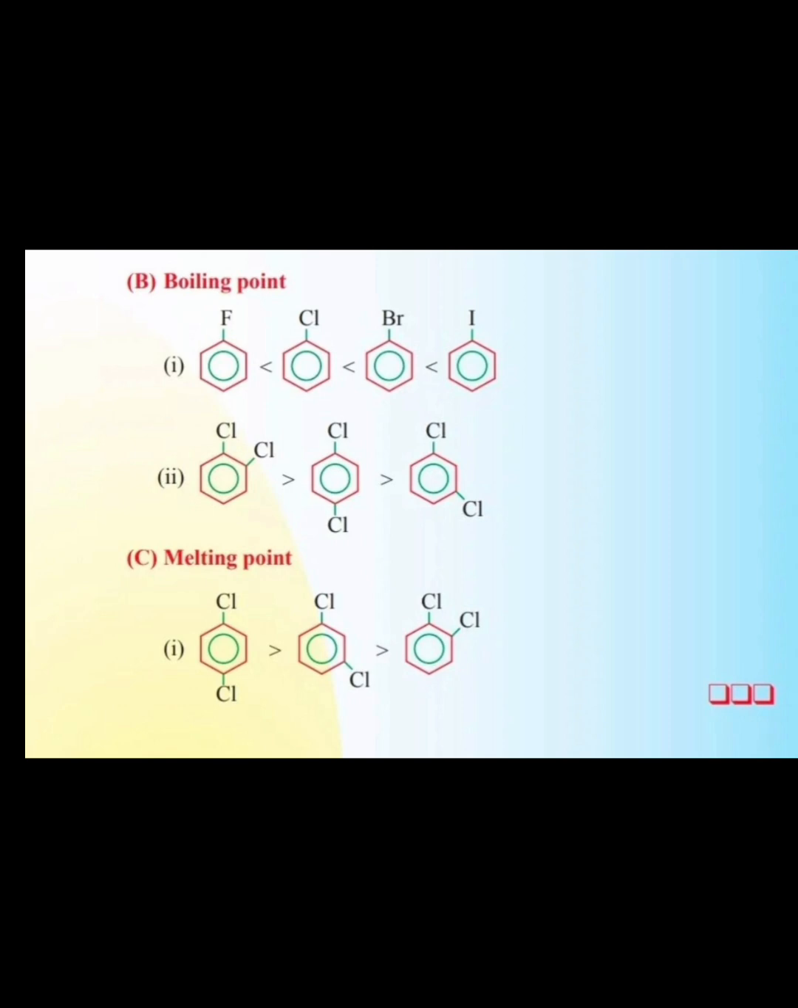And the last point is the melting point of dihalo derivatives. So the para substituted compound shows a higher melting point than the meta, which shows a higher melting point than the ortho compound, due to symmetrical nature.